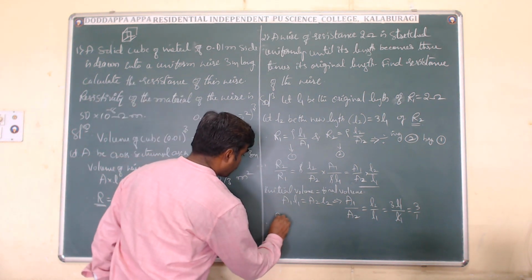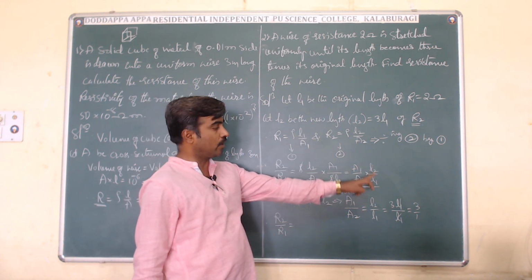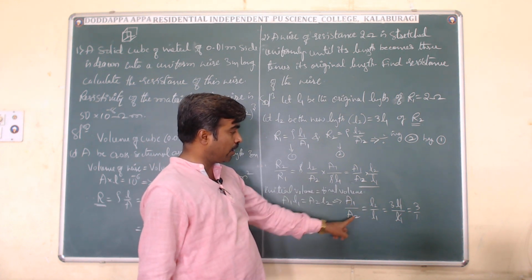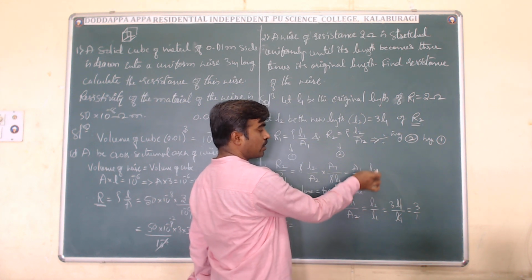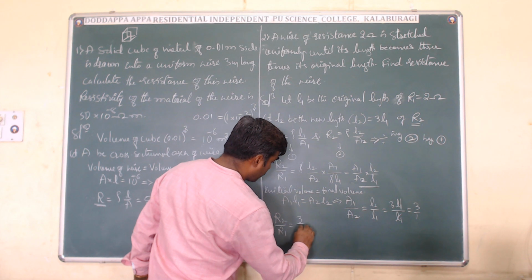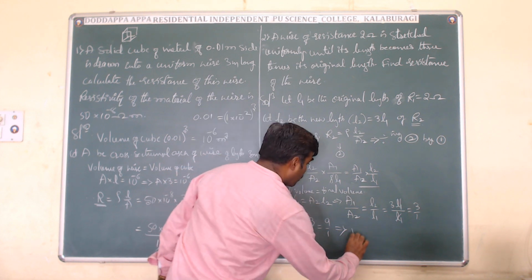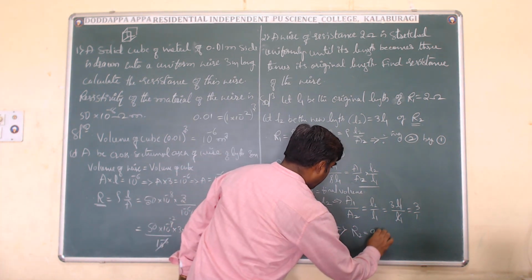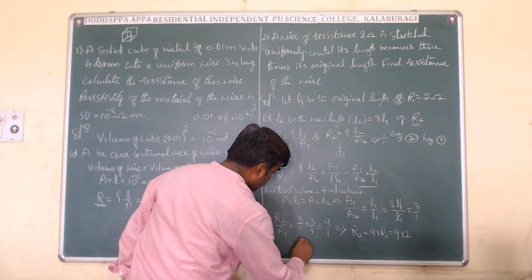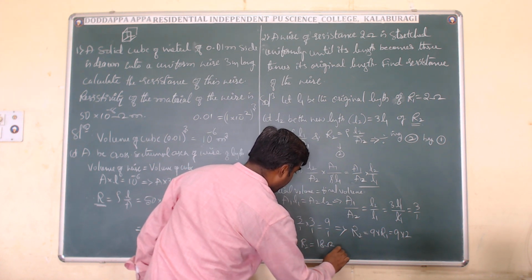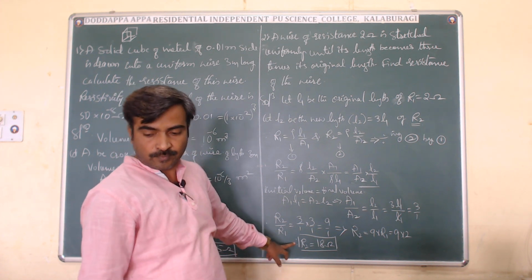Hence, R2 by R1 is equal to A1 by A2 times L2 by L1, where A1 by A2 is equal to 3 times L1 by L1, so these two get cancelled. Hence, A1 by A2 is 3 by 1 into 3 by 1, which is 9 by 1, which implies R2 is equal to 9 times R1, which is 9 into 2 ohms. Hence, the final resistance R2 is equal to 18 ohms. This is the final answer. R2 is equal to 18 ohms.